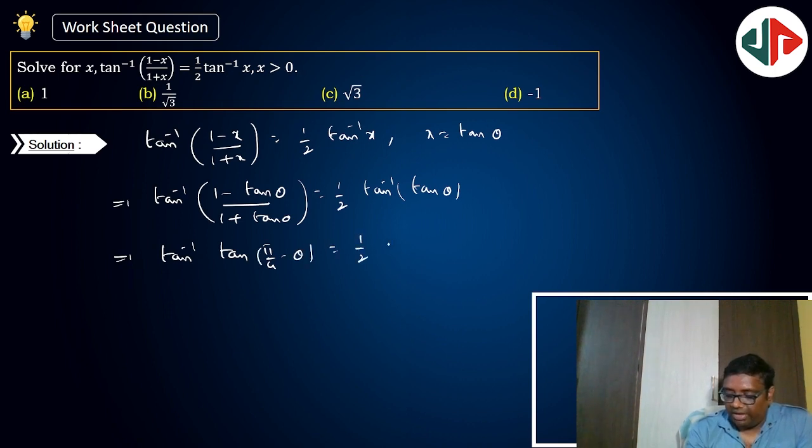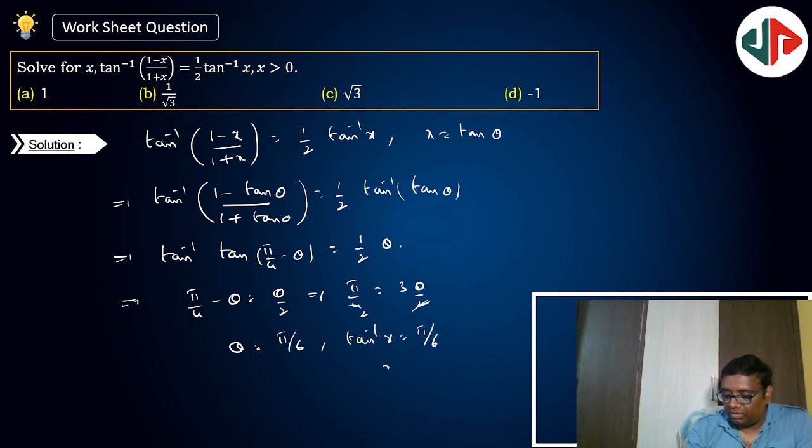This is 1 by 2 times theta. So pi by 4 minus theta is equal to theta by 2. So pi by 4 is equal to 3 theta by 2. So theta is equal to what value? Pi by 6. Theta means what? Tan inverse of x is equal to pi by 6. So x is equal to tan of pi by 6. What is the tan 30 value? 1 by 2.